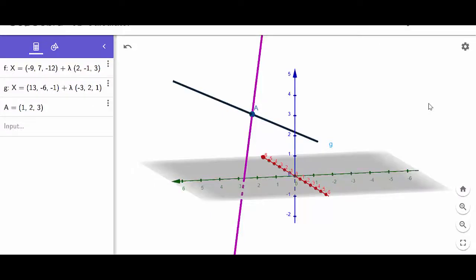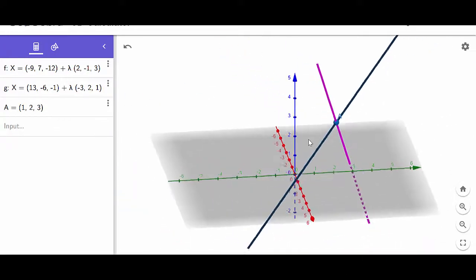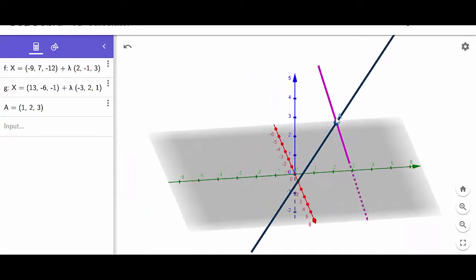Now, to see what that intersection looks like, I went ahead and graphed it in GeoGebra. And you notice here are my 2 lines. There's the one and there's the other, and there's the point of intersection. That is 1, 2, 3.